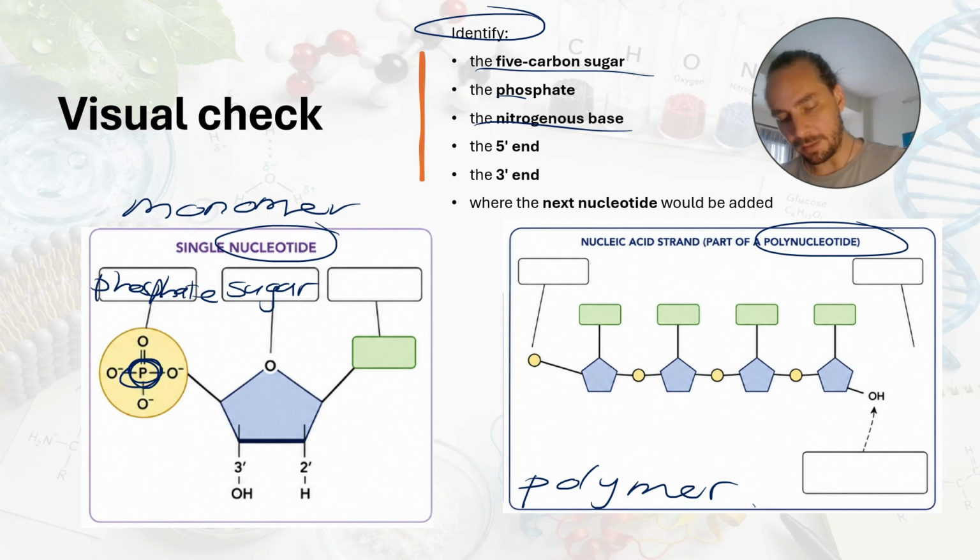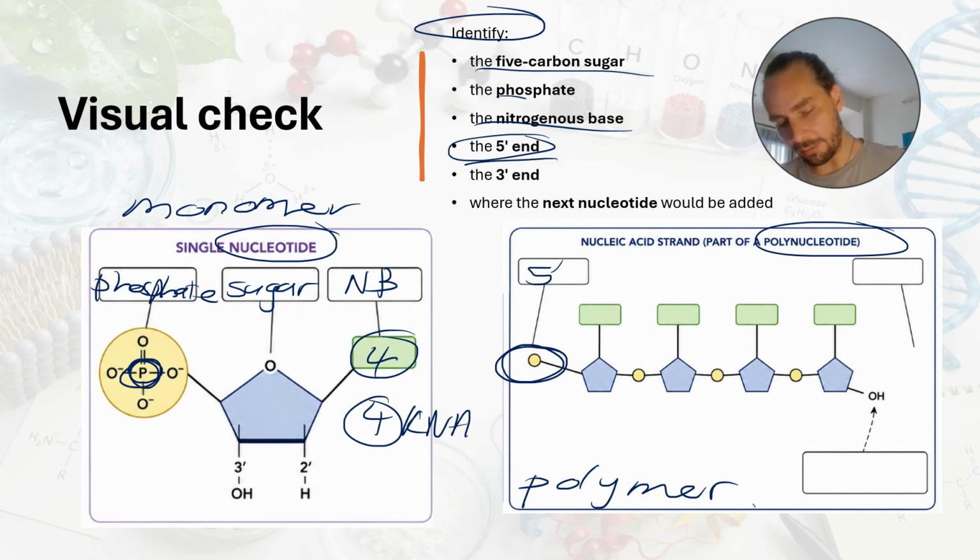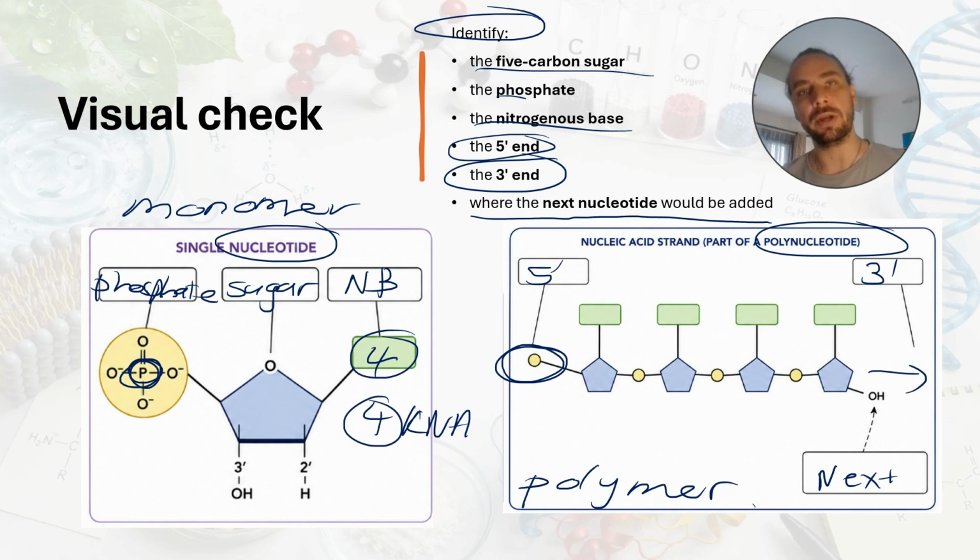atom, and then we have the nitrogenous base, and there are 4 different types for DNA, and there are also 4 different types for RNA. And then the 5' end will always be at the phosphate group, and the 3' end would be at the hydroxyl group. So this is the 3' end, and where the next nucleotide will be added. So here, the next nucleotide will be added to this growing strand.